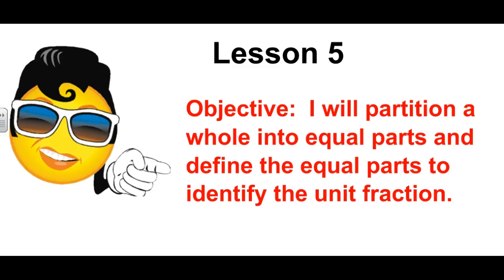Your objective for lesson 5 is: I will partition a whole into equal parts and define the equal parts to identify the unit fraction. So we're going to take a whole and draw it to have equal parts, and then we are going to have to identify what the shaded part is.